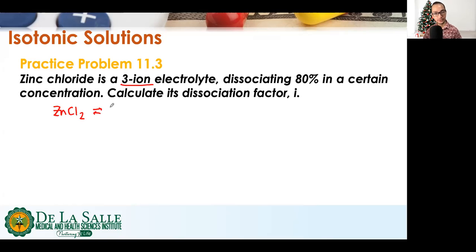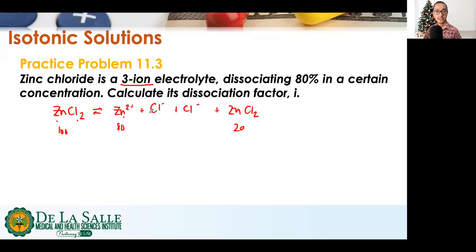Going back, zinc chloride is a 3-ion electrolyte. So your zinc chloride dissociates into one zinc ion and two chloride ions, and the others will be undissociated zinc chloride. Now, for a 100 particle zinc chloride solution, 20 particles will be undissociated and 80 particles will be zinc.